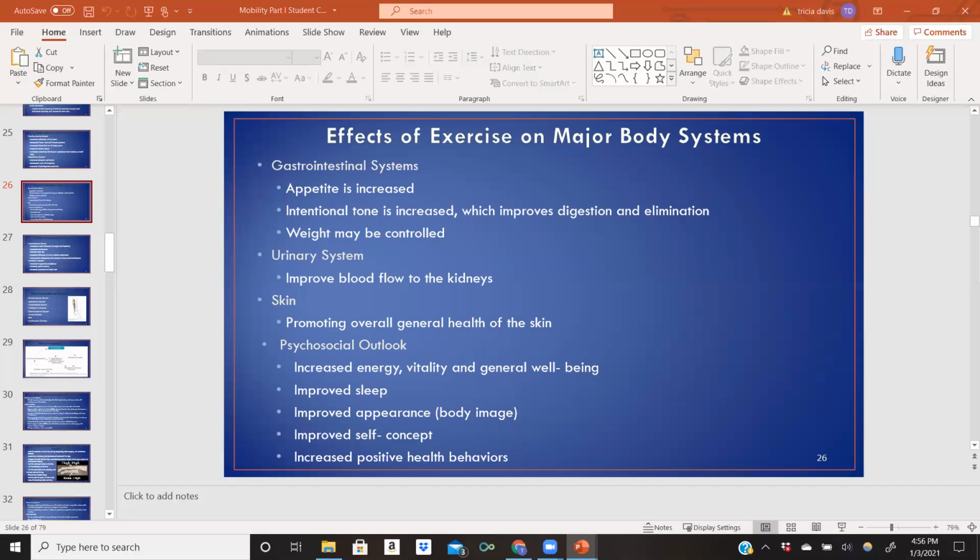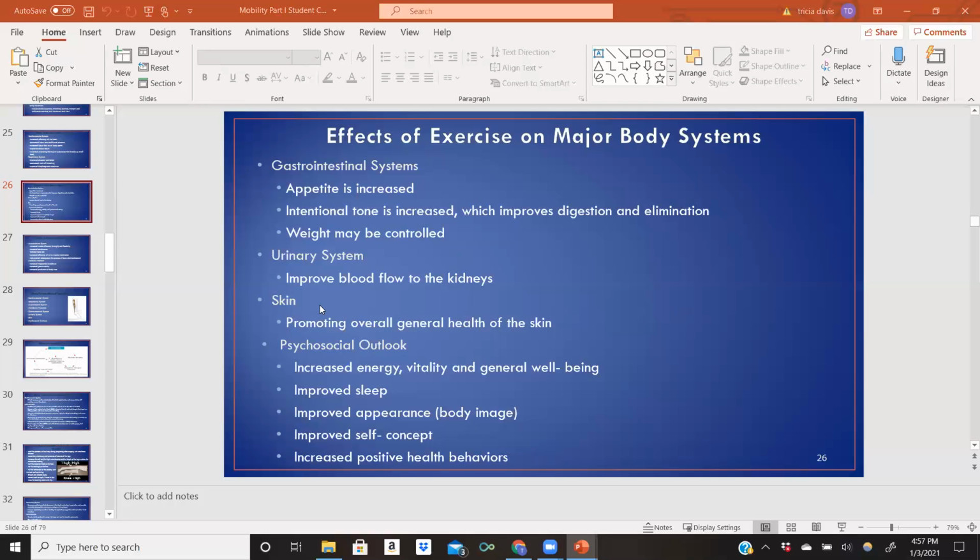So it works on more body parts than just your cardiovascular and your respiratory system. We have good effects on our gastrointestinal system, so it helps our appetite increase. Our intestinal tone is increased, which improves digestion and elimination. And then weight can also be controlled through your exercise and how much you eat. Your urinary system is improved. You'll have improved blood flow to the kidneys.